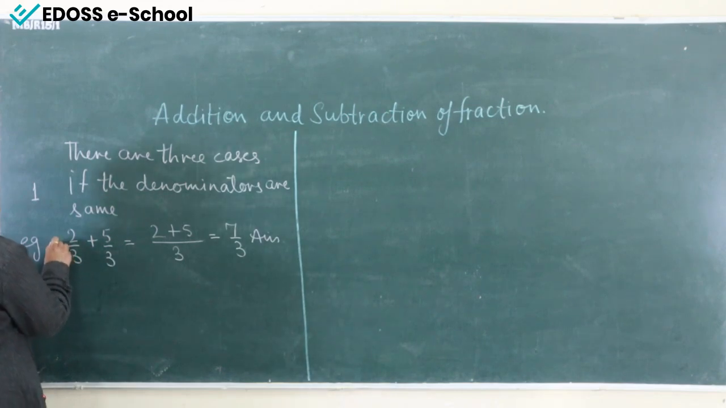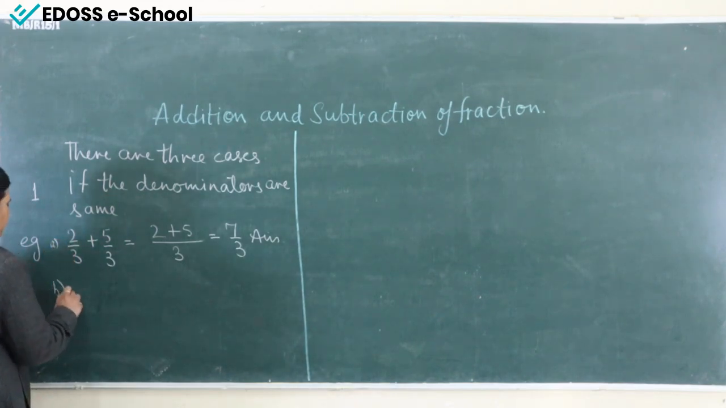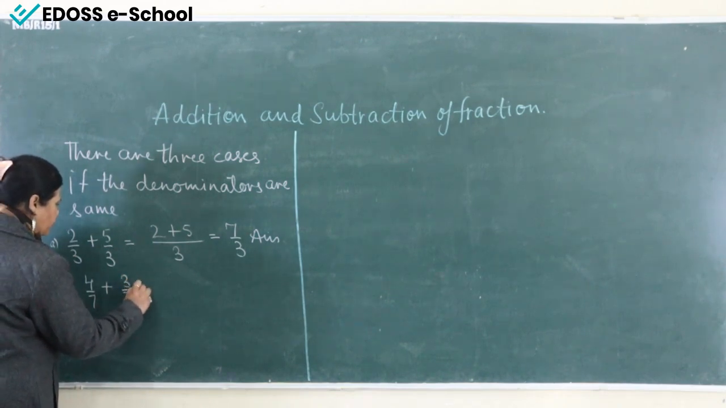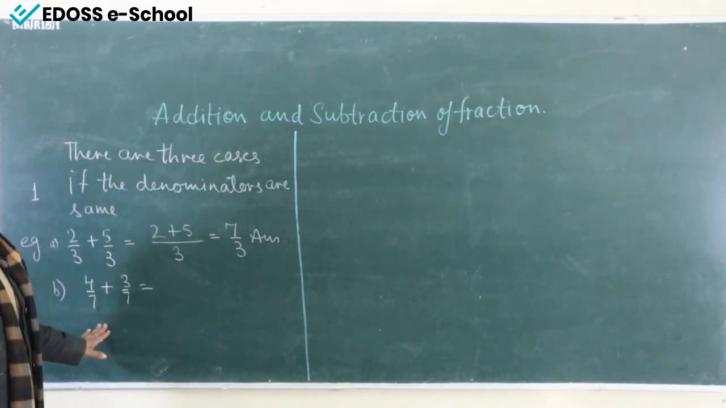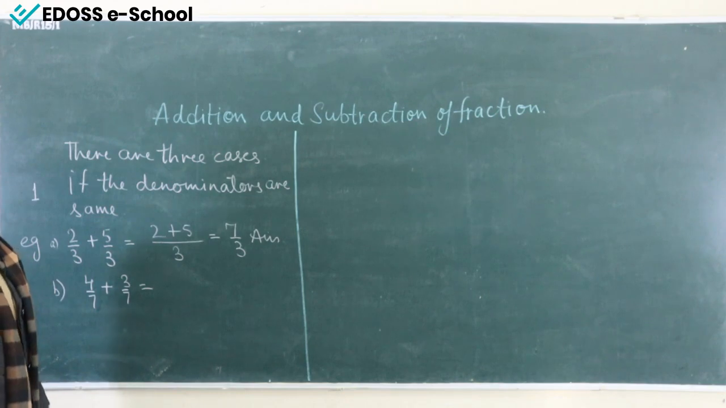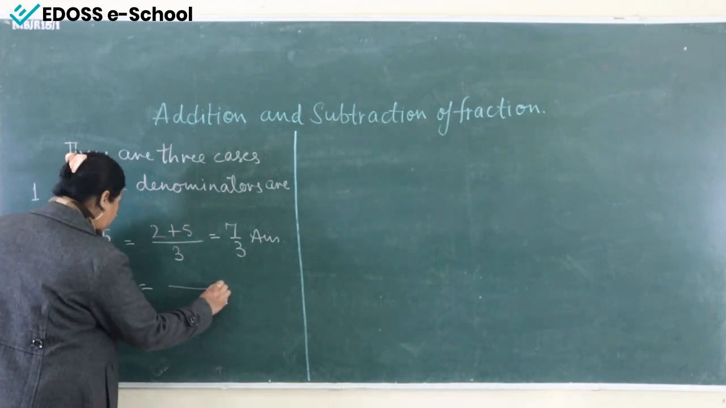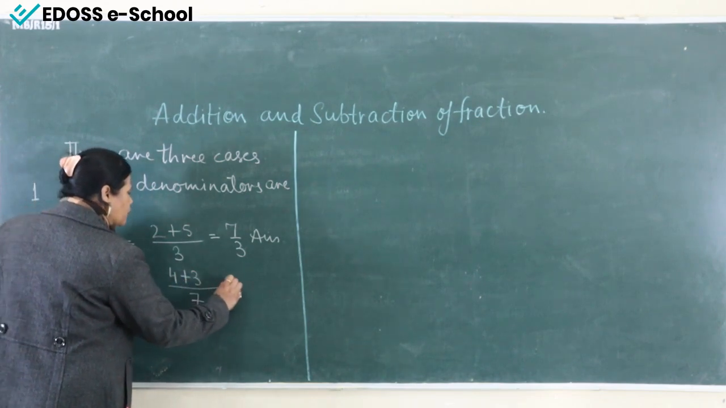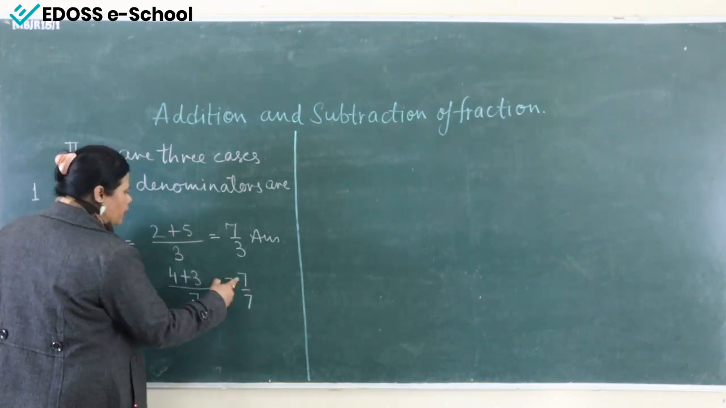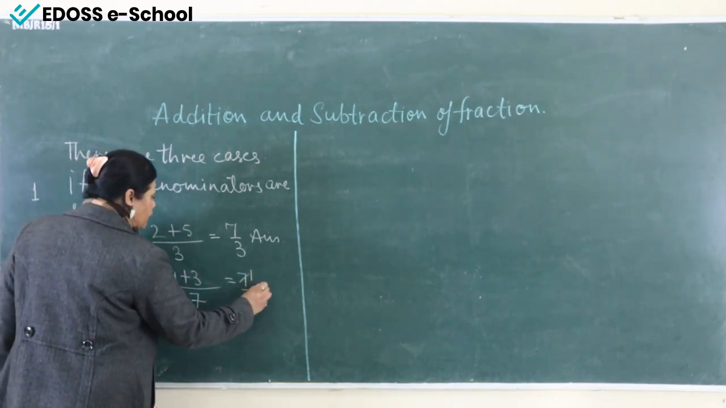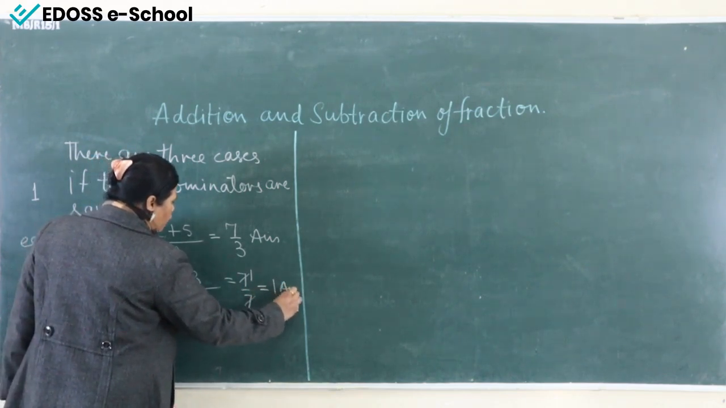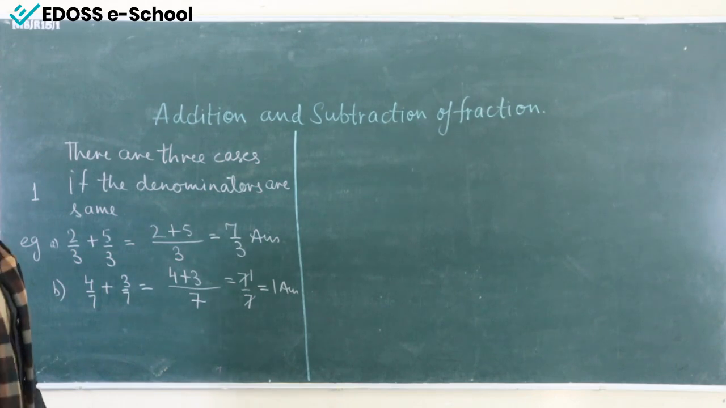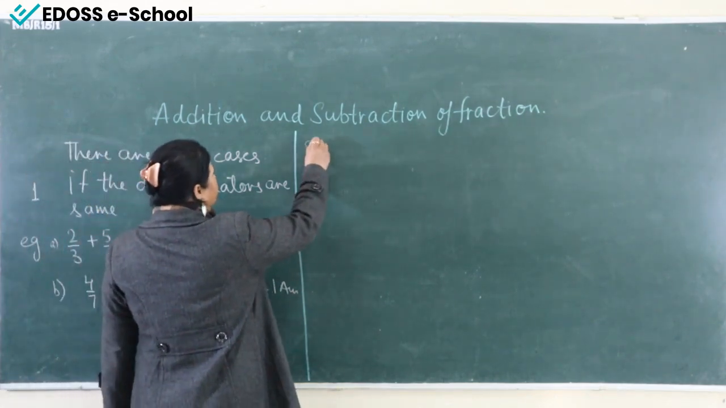Now another example I will take here, B example, 4 upon 7 plus 3 upon 7. Now again see here, denominators are same. If the denominators are same, it is very easy to take the LCM. You take the common LCM and 4 plus 3 is equal to 7 upon 7. It will cancel, 7 ones are 7, so 1 is your answer. So this is case 1, if the denominators are same.